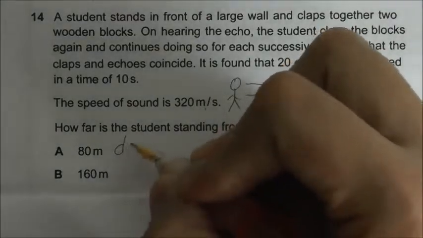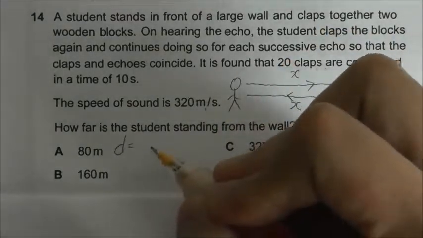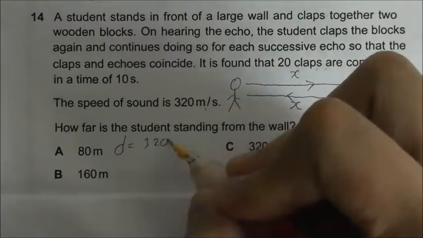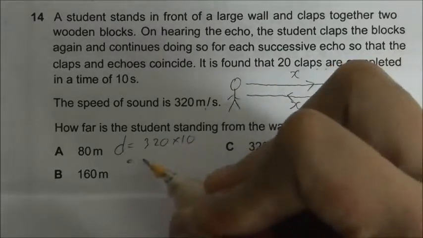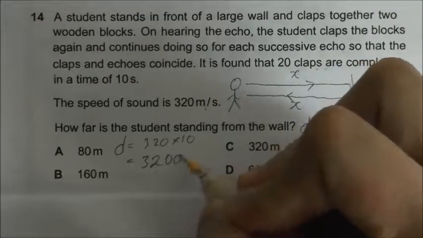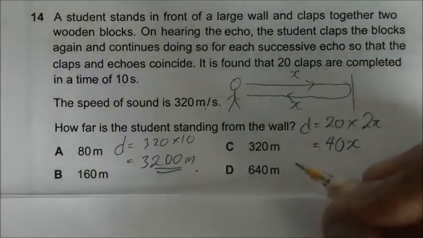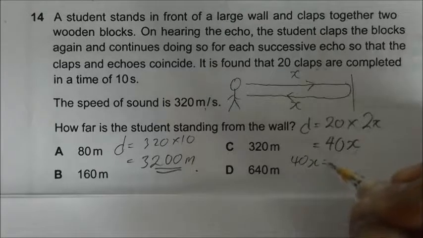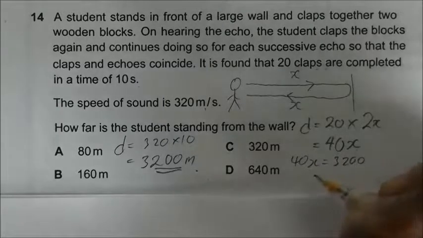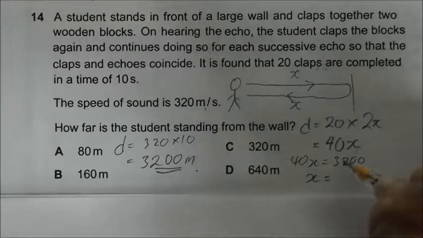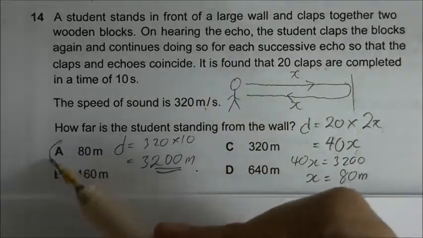So in 10 seconds, what is the distance traveled by the sound? So that will be distance is equal to speed times time, 320 times 10. This will be 3200 meters. Okay, now let us equate 40x is equal to 3200. X will be equal to 3200 divided by 40. That will give us 80 meters. Answer A.